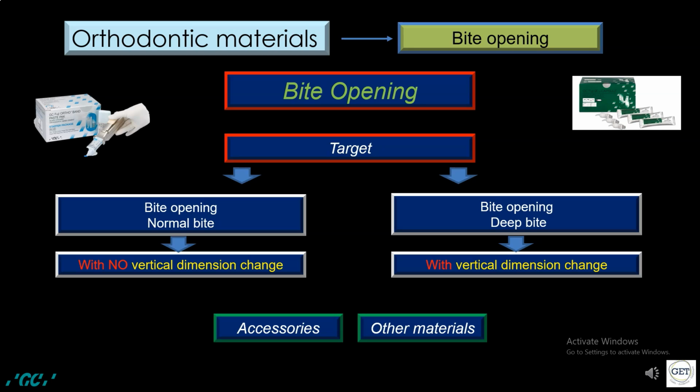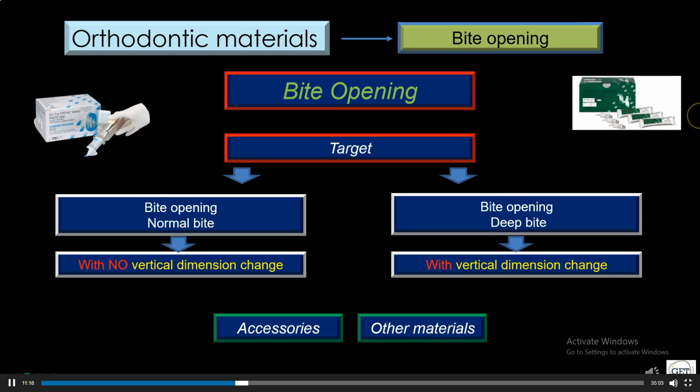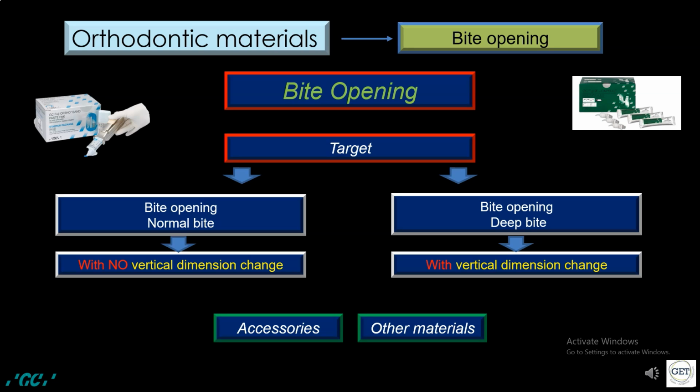Bite opening is a common procedure with different perspectives. There are two types of targets for the bite opening. The first type is bite opening in deep bite cases, when vertical dimensions are required. The second type is bite opening in normal bite cases, when no vertical dimension changes are required.